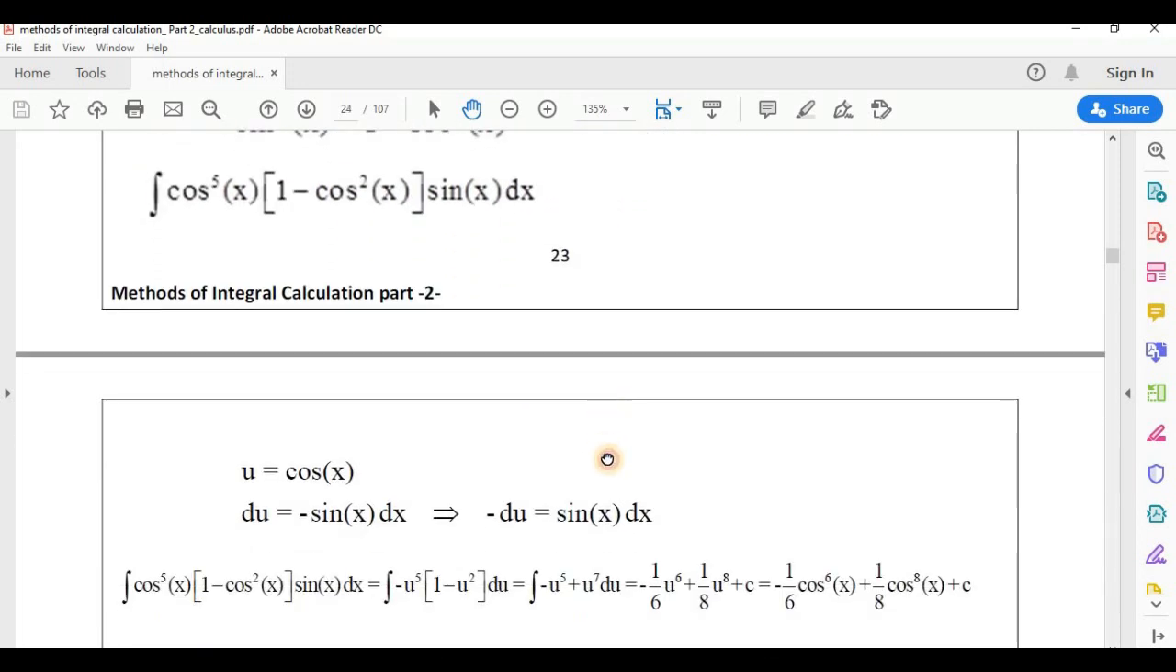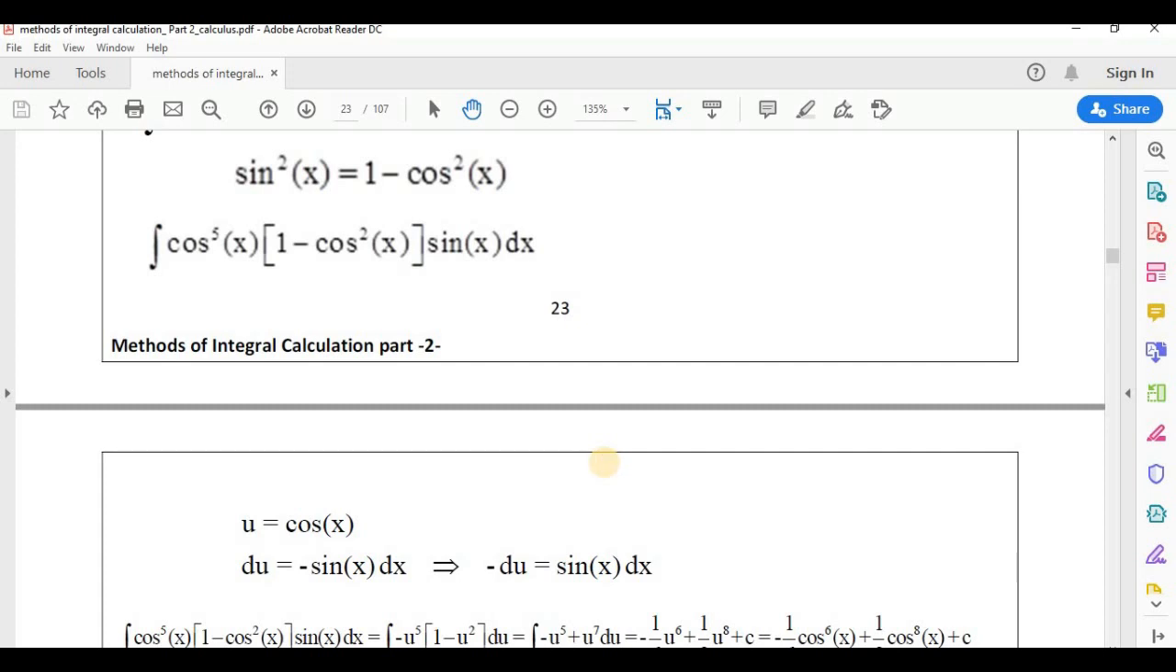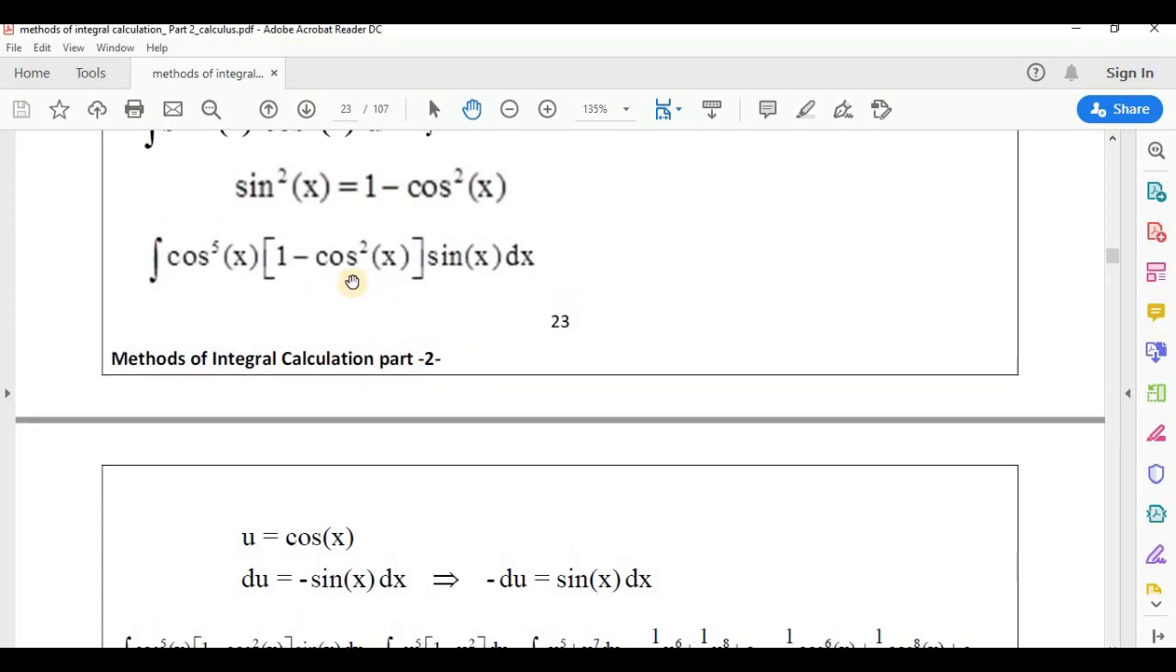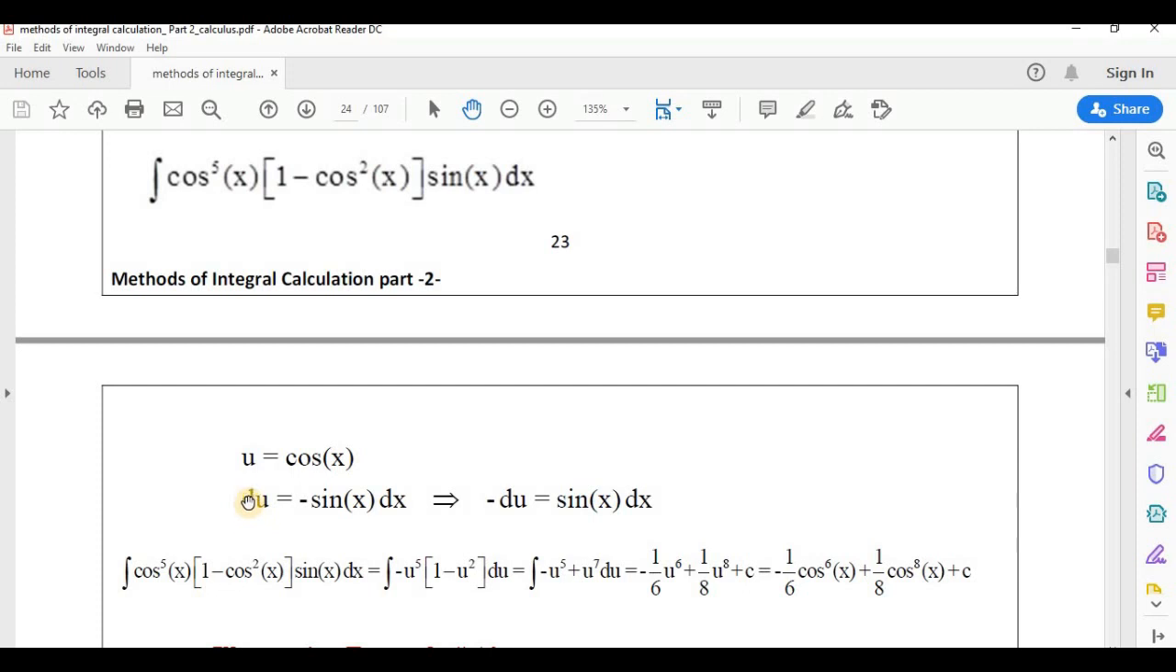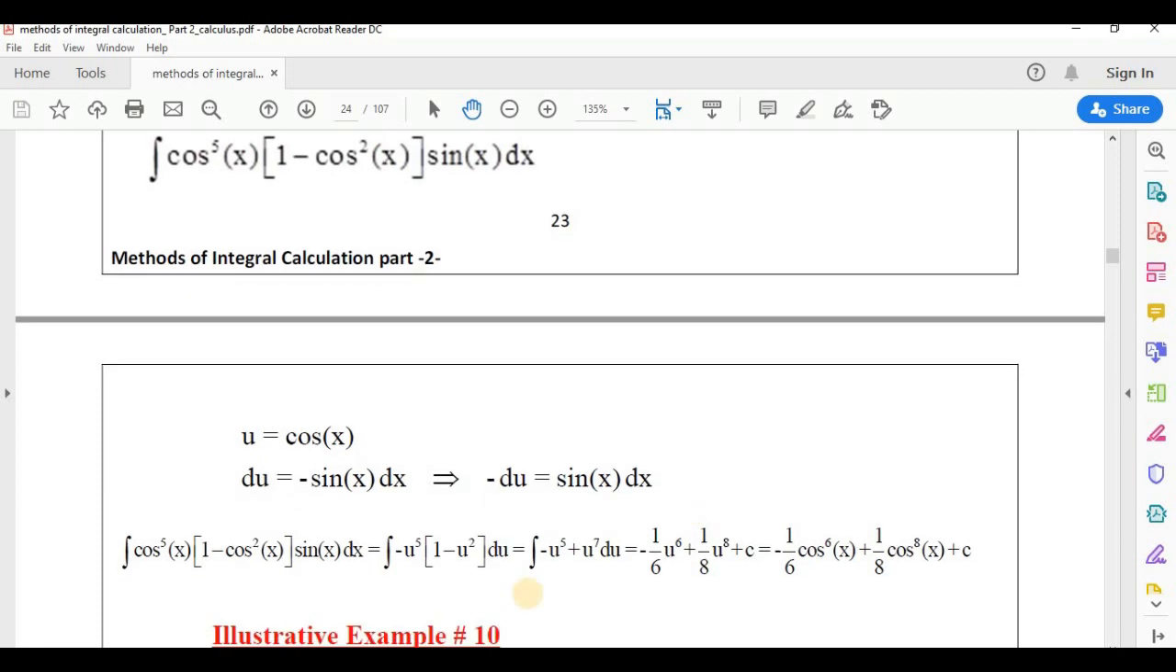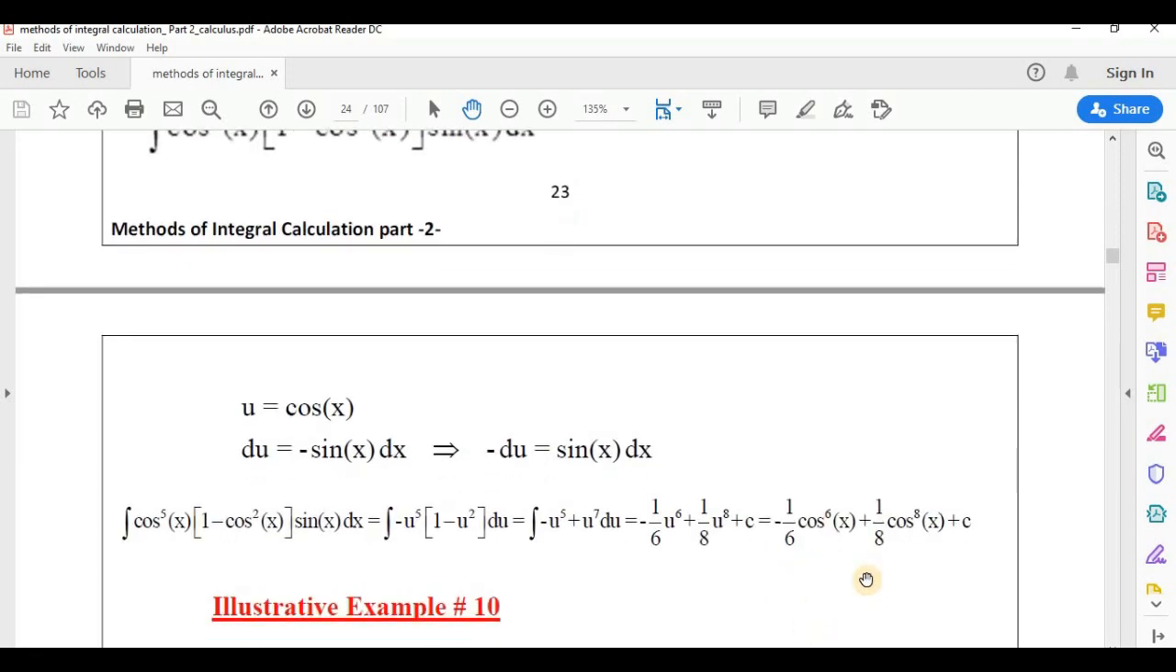The second step, we will use the substitution method to find the result of this integral. We will take this part for our assumption: u equals cosine x and du equals minus sine x dx. Here we have sine x dx, and we will multiply both sides by the negative sign to get minus du equals sine x dx. Then we will put the integral in terms of u, and we will get this result. After opening the bracket, we will get this value. After finding the solution of the integral, the last step, we just substitute the value of u to put the integral in terms of x. And this is the final result of this integral.